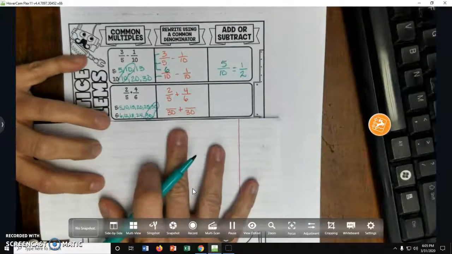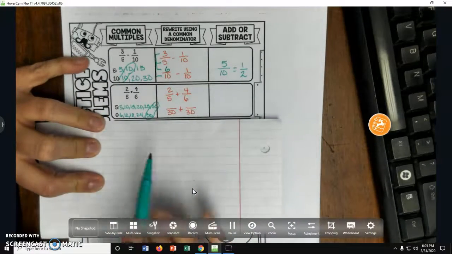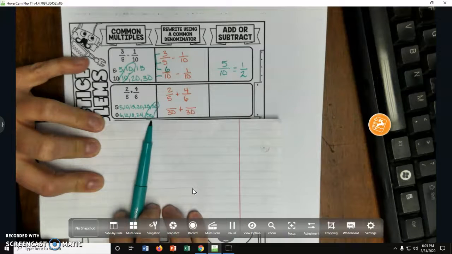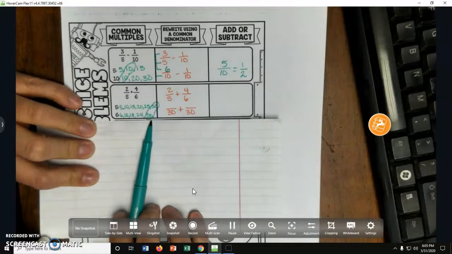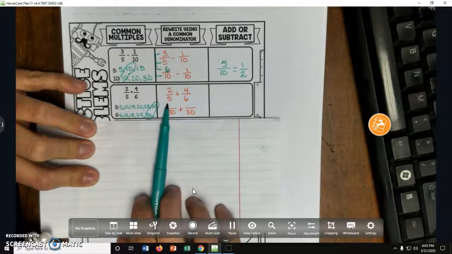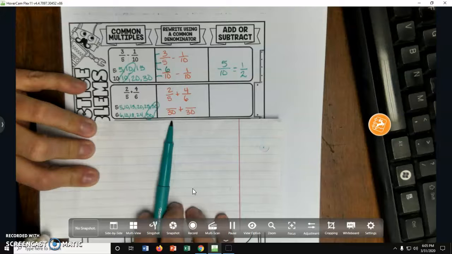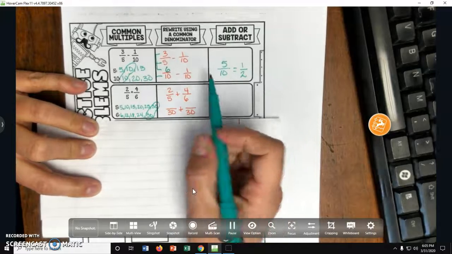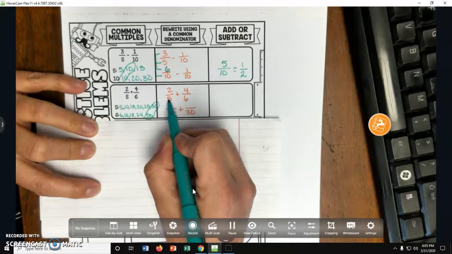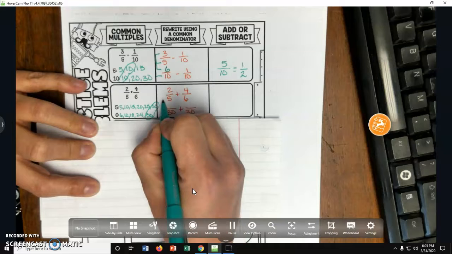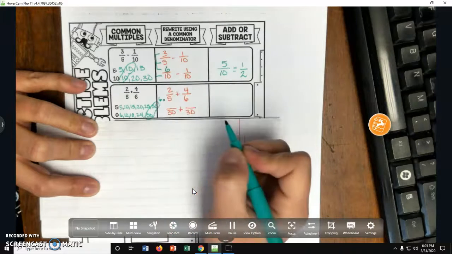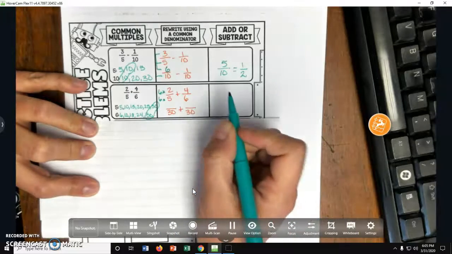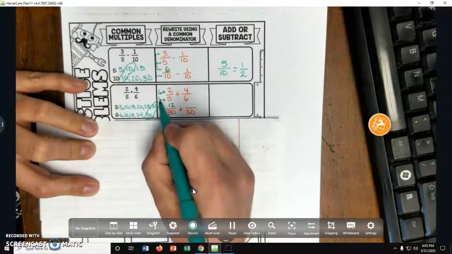Okay, number 2, 2/5 plus 4/6. I went ahead and listed out my multiples of 5. Listed out my multiples of 6 until I found the one that they have in common. Least common multiple is 30. So I'm taking 2/5 and I want to know an equivalent fraction that has 30 as the denominator. The way I think about this is I say, what did I have to multiply 5 by to get to 30? Well, I had to multiply it by 6. So if I multiplied the denominator by 6, I have to multiply the numerator by 6 as well. So 6 times 2 is 12. 6 times 5 is 30.